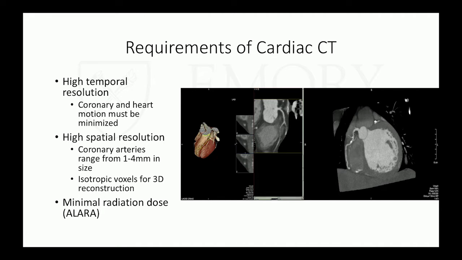And so what are those requirements that enable us to find that and get those images? Well, we need high temporal resolution. Coronary and heart motion has to be minimized in order for us to get that level of detail. We're also imaging very small structures that are coronary arteries in the range of 1 to 4 millimeters in size. And so in order to do that and manipulate through multiple planes, we need to have what we call isotropic voxels to adequately assess the coronaries. And again, doing that all in the context of minimizing radiation dose as much as possible.